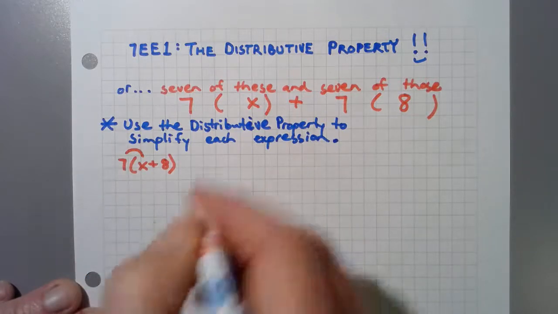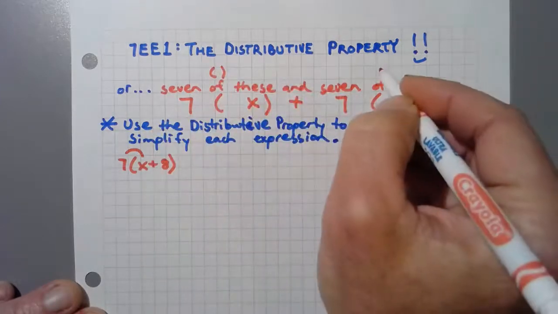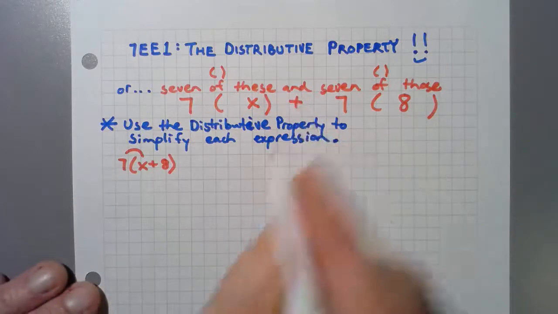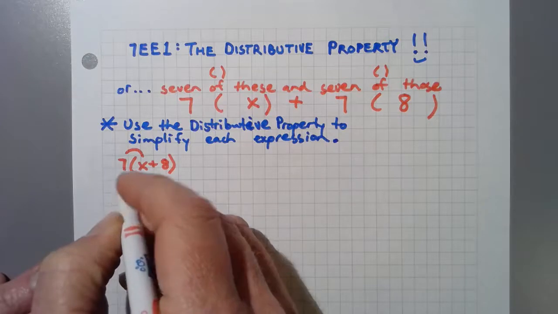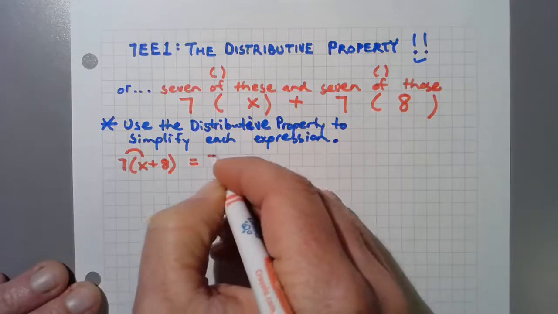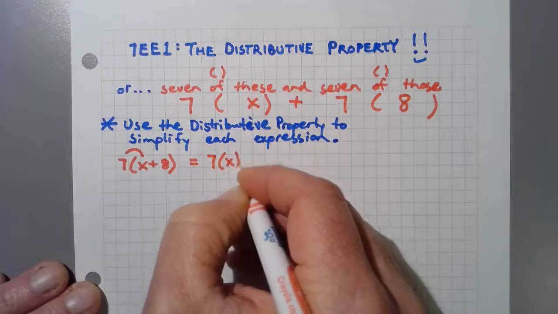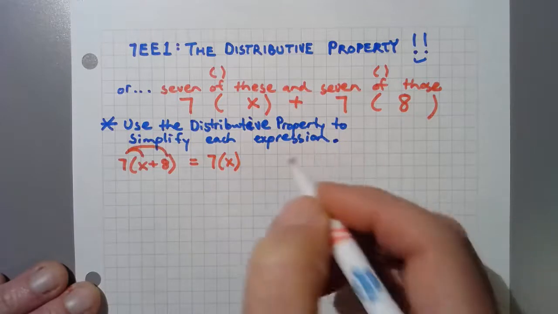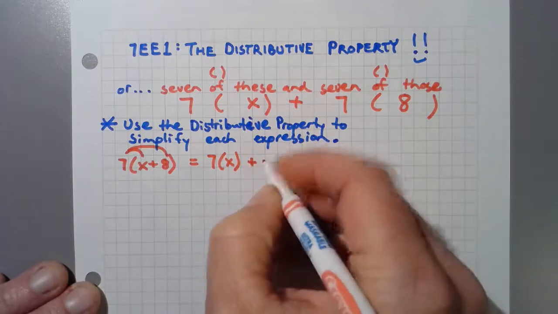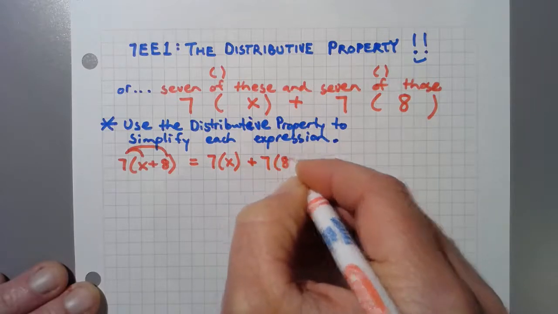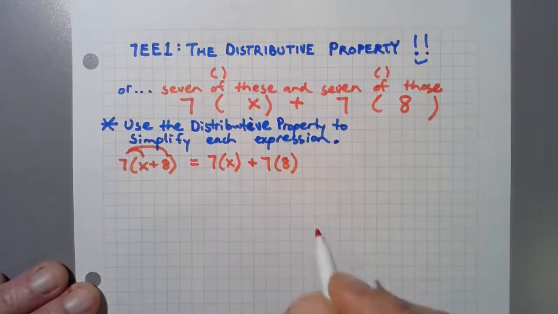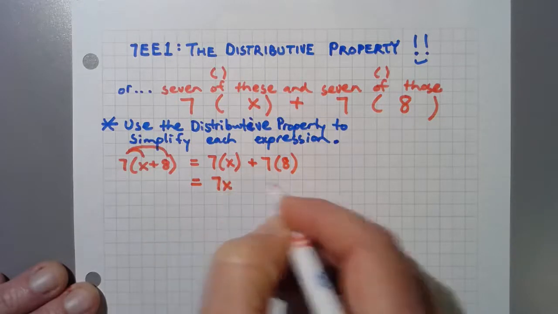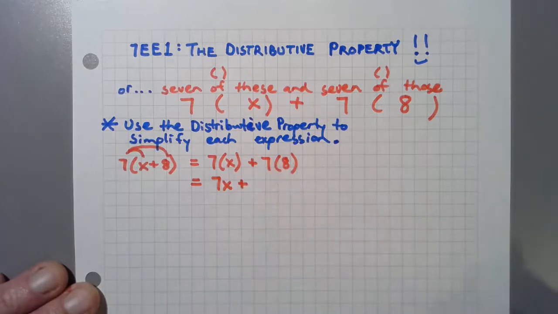Of means to multiply. We show multiplication with a variety of signs, including parentheses. The word and means to add, of course. So to show our work, I drew that line that shows 7 times x. I drew that little curve. There's the word and. 7 of 8s. Okay, I complete that. What is 7 of x? 7x. And what is 7 of 8s?